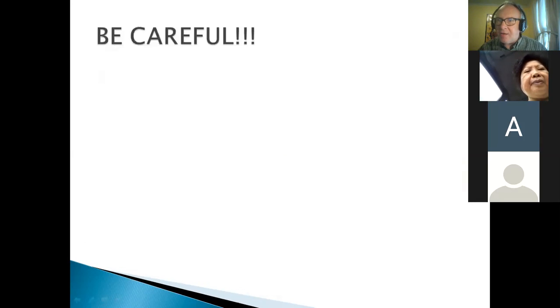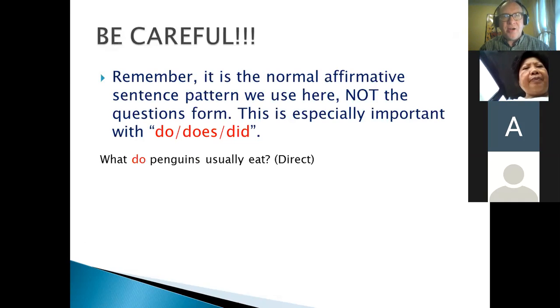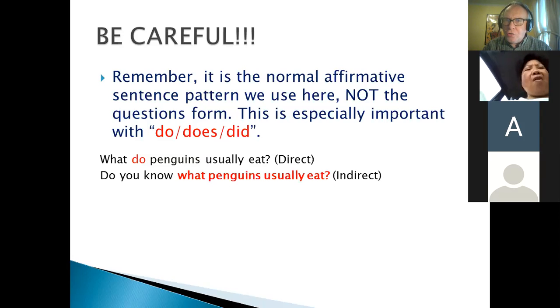Be careful. Just like with the indirect yes-no questions, we have to be especially careful with do, does, and did. Because do, out, does, out, did, out. We don't want any of those words in our indirect questions. We want to instead use the present tense form and the past tense form of the affirmative verb. So here's just a normal question. What do penguins usually eat? I think they eat fish, right? Okay, direct question, do. Indirect question, do you know what penguins usually eat? I took out that word do and I put in a verb in simple present affirmative. No do. Do is out, disappears.